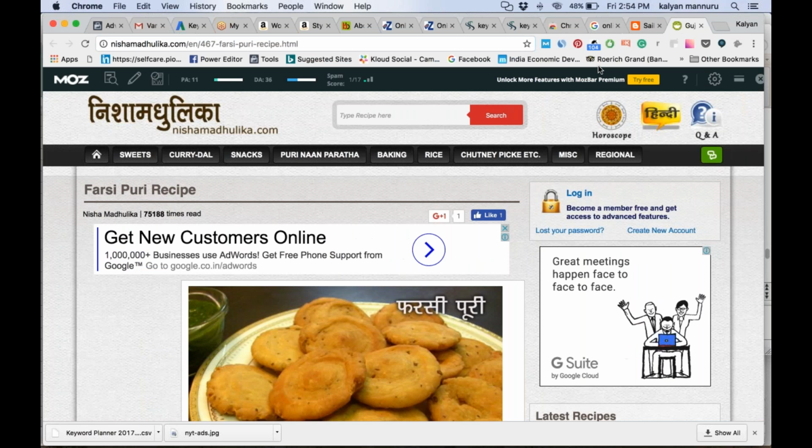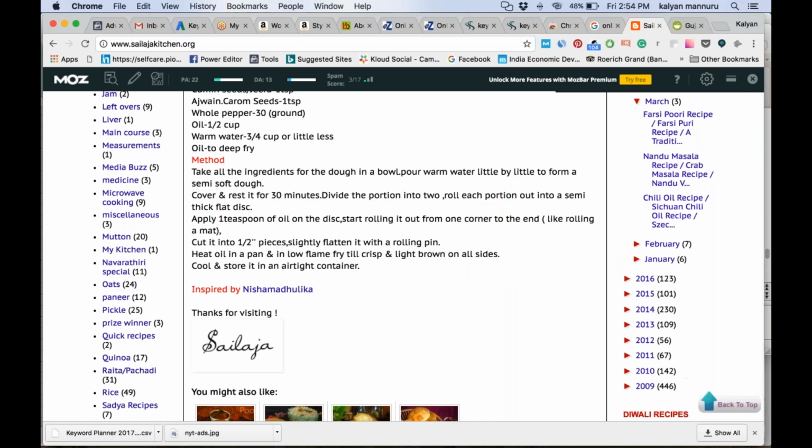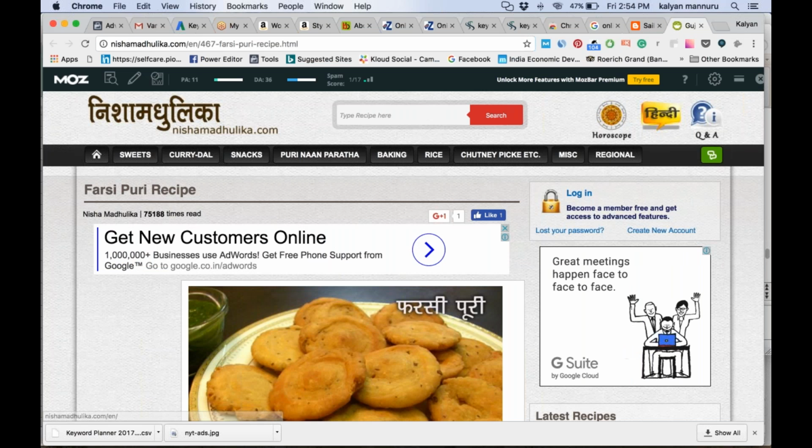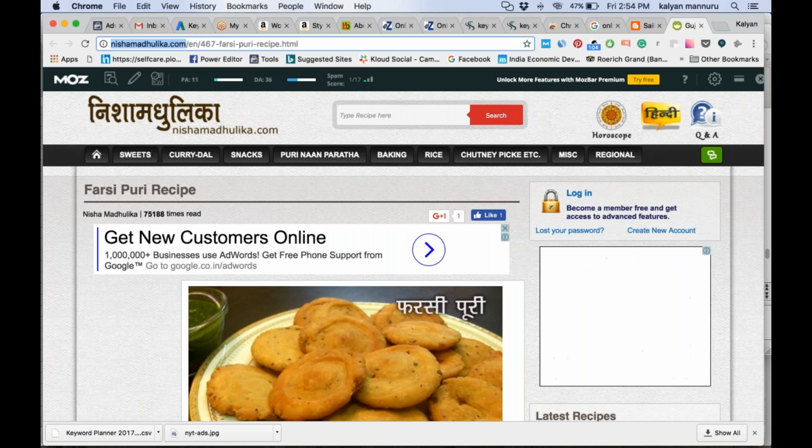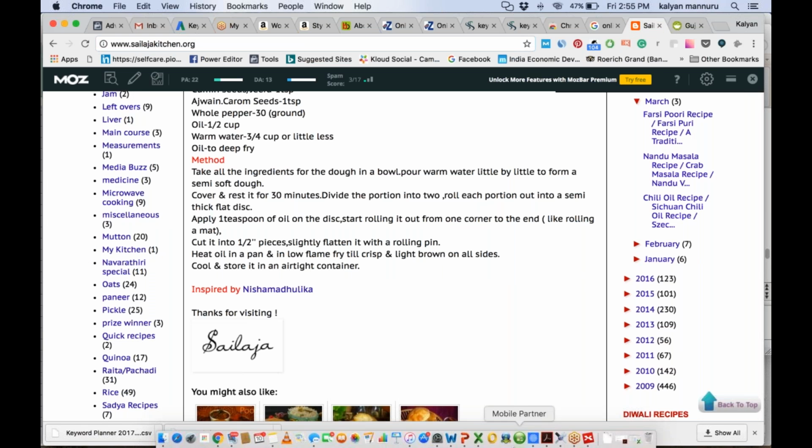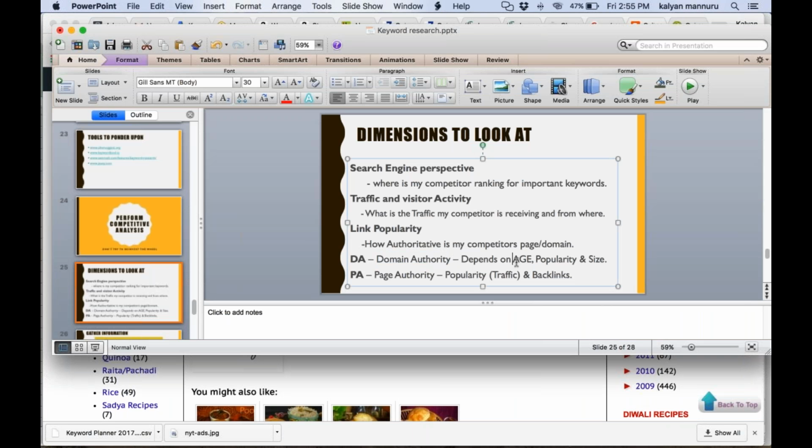Hopefully you understand now. The more backlinks like this, the more the credibility for nishamadhulika.com, because these guys are famous and many people are talking about your particular website. That's what Google perceives. That's what I'm trying to tell here. The more the backlinks, the more the popularity, and the traffic also improves.